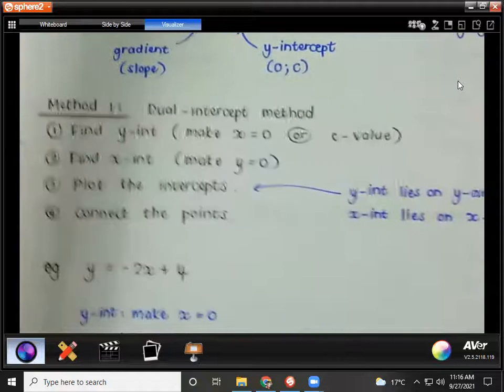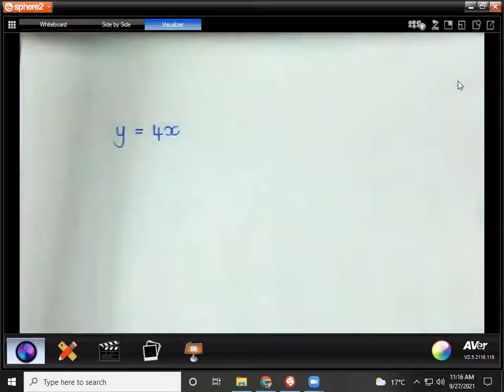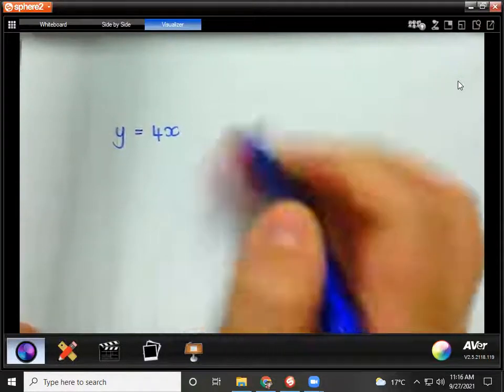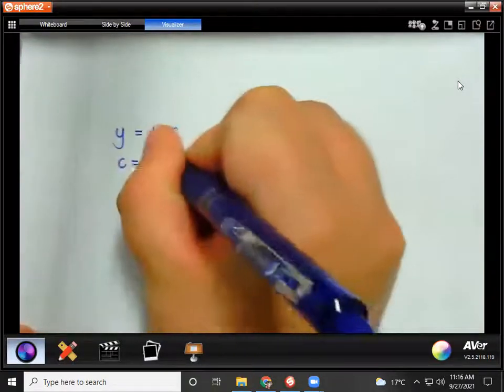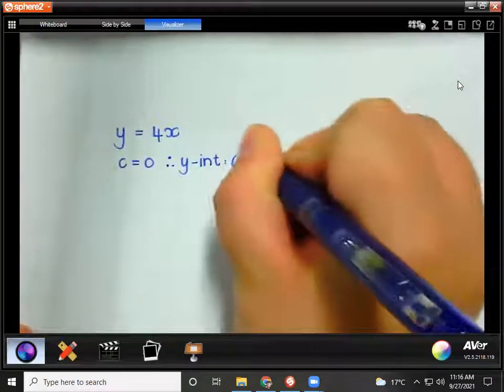Guys, when do you have to use the second method? There are certain types of graphs where the first method won't work. Yes, Sipe? Yes, so when your y-intercept is the origin. All right, good. So if you have an equation like this, y equals 4x, what is my c value there, guys? What is my constant term? 0. Okay, do we notice there's no c value? So the c value is 0. So here, c is 0. So our y-intercept is the point 0, 0.